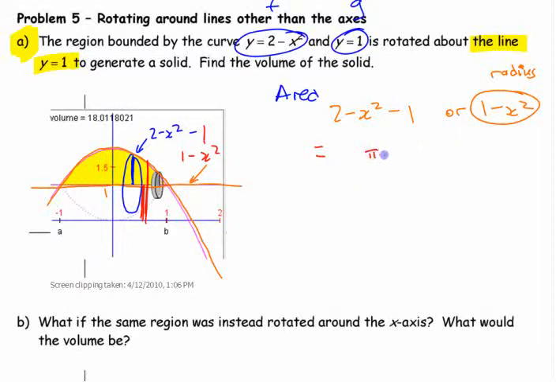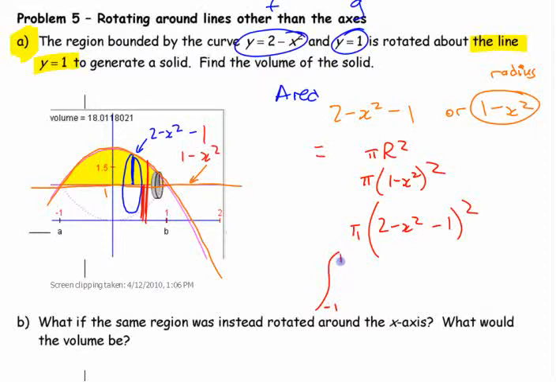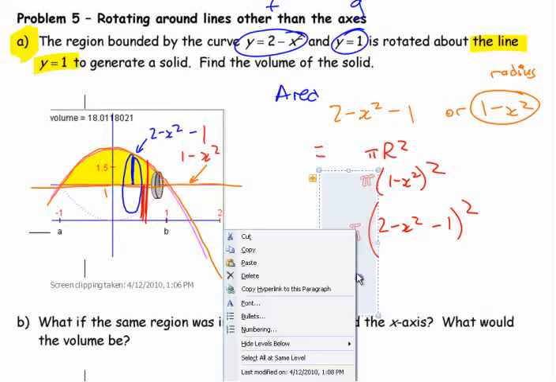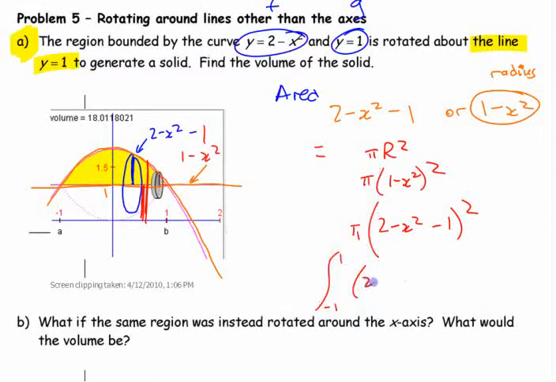So the area then is pi times r squared, pi times 1 minus x squared, squared. In other words, this is 2 minus x squared, take away 1, squared. That's where we got that from. This is from -1 to +1. 2 minus x squared minus 1, or 1 minus x squared, squared, times pi.